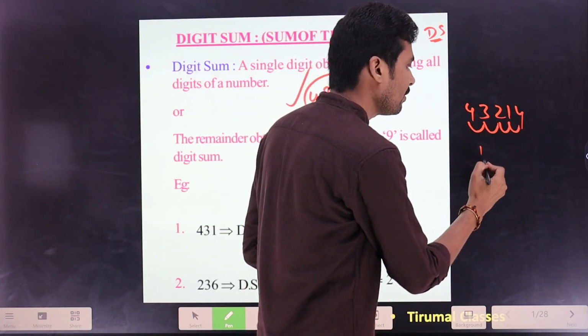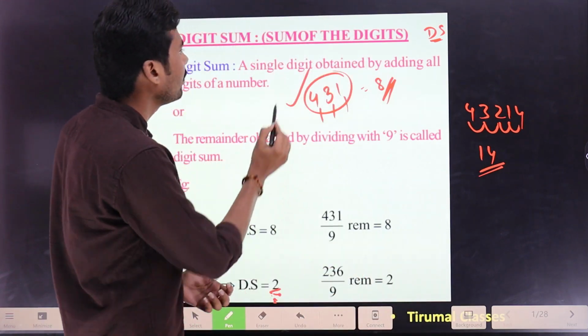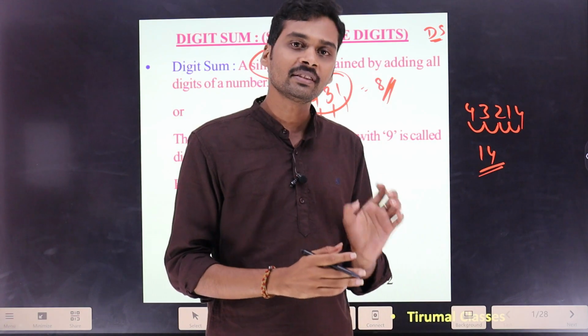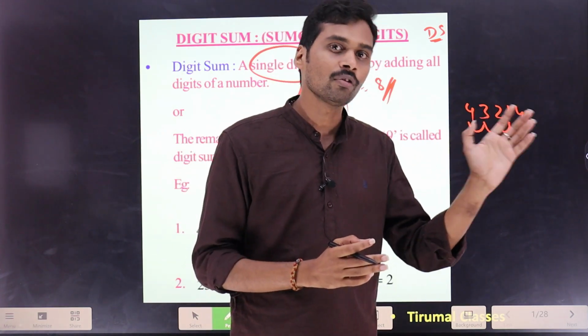Whenever you express the digit sum, it should always be a single digit. It should always be expressed as a single digit only. That means you always express it from 0 to 9 only.